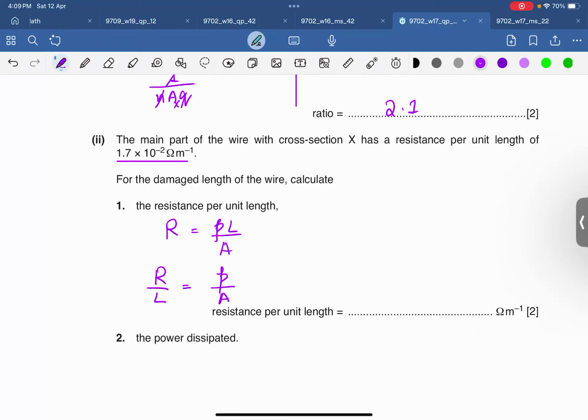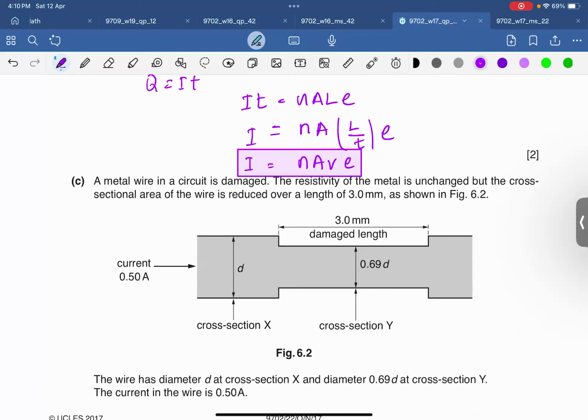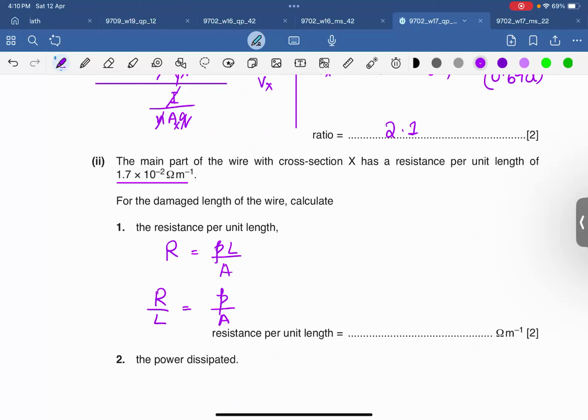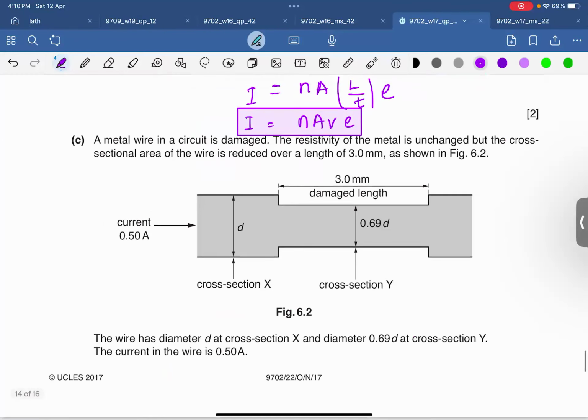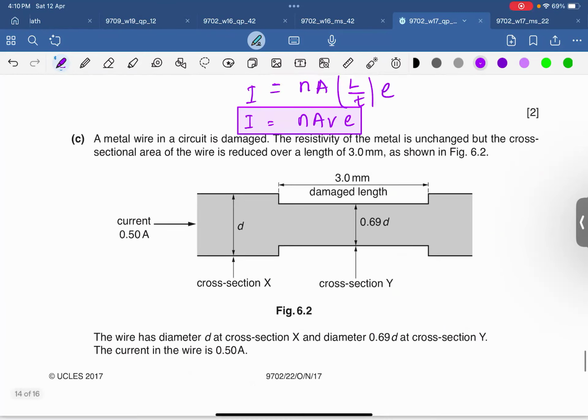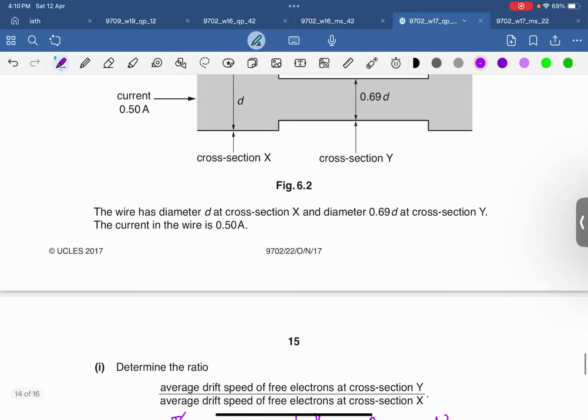No, no, no, this won't help, by the way, we will get stuck with it because we don't have that. By the way, they said that the material is the same, so I think both wires are the same. Right, so we can consider these things as the same. So from that we have resistance per unit length, and the total length is... The main part of the wire with cross section X has a resistance per unit length as this much. For the damaged length of the wire, calculate the resistance per unit length. Do we have the length as 3 millimeters? And we have to use the ratio.